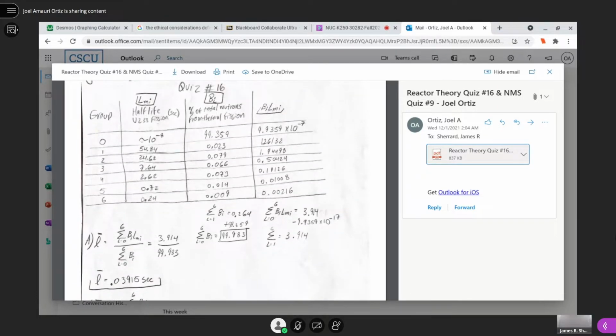Then to find L bar, I divide the addition from all groups from 0 through 6 of BI, LMI by the addition of all the groups of BI right here. For that, I got 0.03915 seconds for the whole process to go through, including the prompt neutrons.